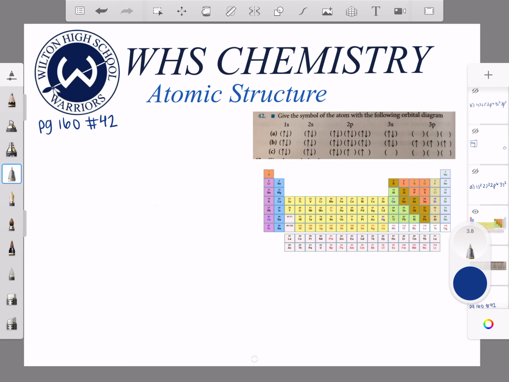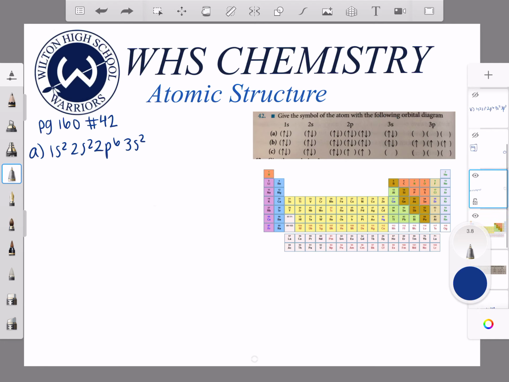So for A, I like to think of it in the ground state configuration way because that is easier for me. But if you don't want to do that, you can just say this is 3s2, and if you're comfortable with electron configuration already, you can identify where 3s2 is. But I'm just going to look at it in this way.